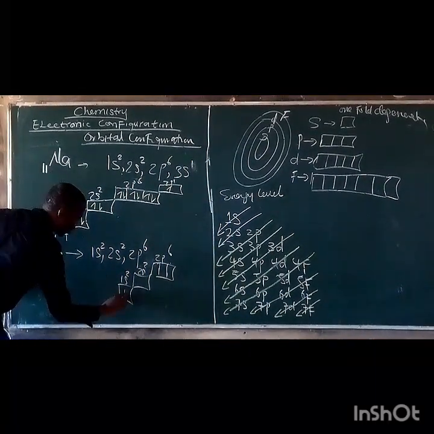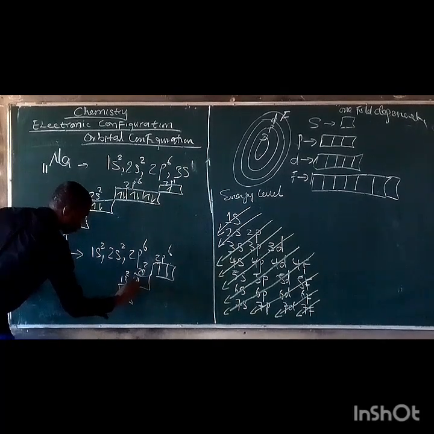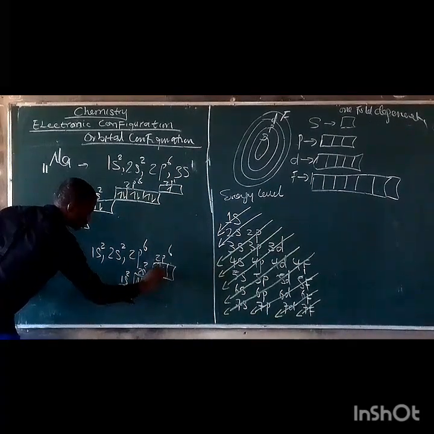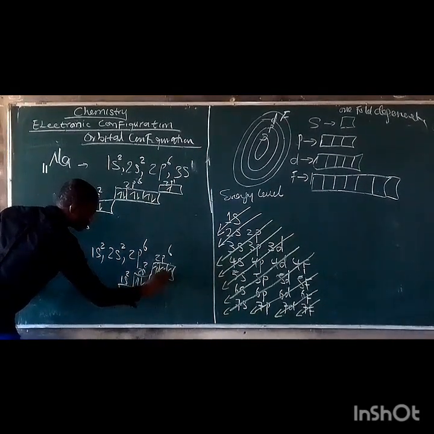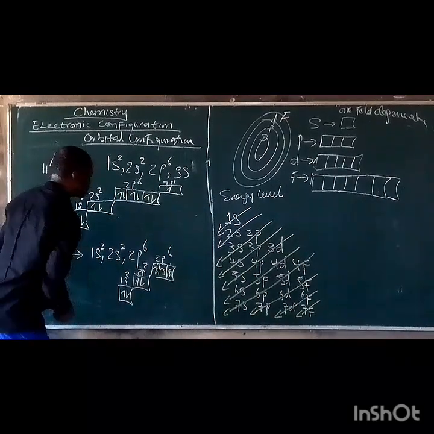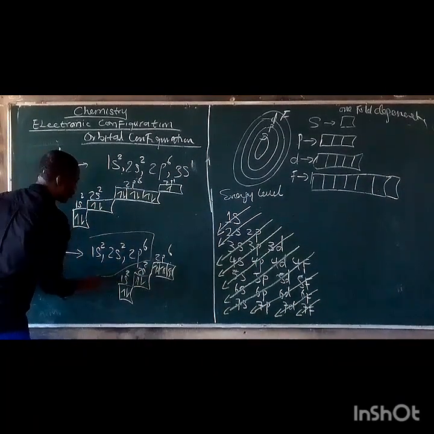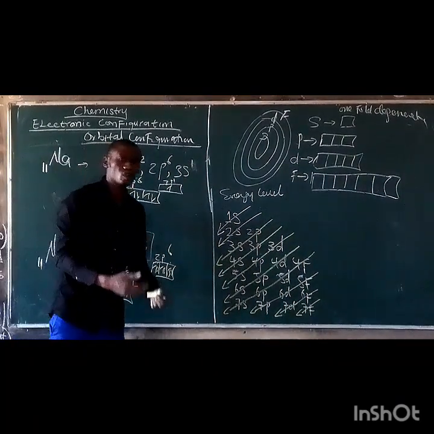You fill in the orbitals now. 1, 2, 1, 2, 1, 2, 3, 1, 2, 3. So this is the electron configuration of a charged sodium.